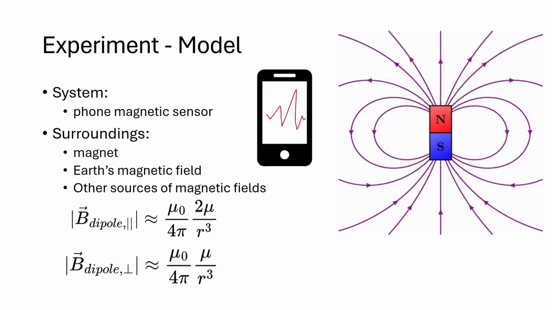So this is an experimental model. We're going to use a magnet, which is a magnetic dipole, and that produces a magnetic field as shown in the image. And then we will be using a phone to detect the magnitude of the magnetic field at various locations relative to the magnet. So the magnetic field of the magnetic dipole has parallel and perpendicular axes, as shown in the equations here, and those will be used in order to calculate the value for the magnetic moment of the magnet.